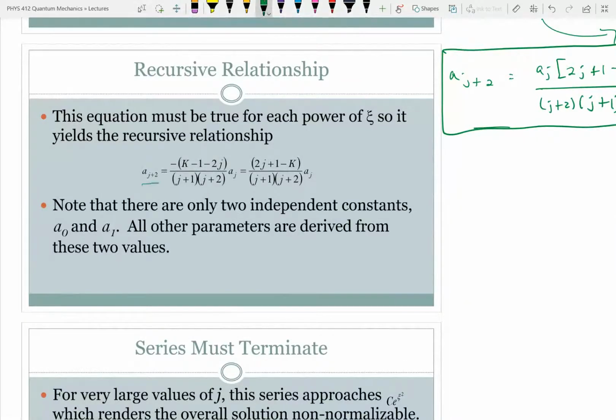Because my a sub j plus 2 depends on a sub j, then really a sub 0 and a sub 1 are the only independent variables, and after that, each a sub 2, a sub 3, a sub 4 is something that I can build up from the starting a sub 0 and a sub 1.